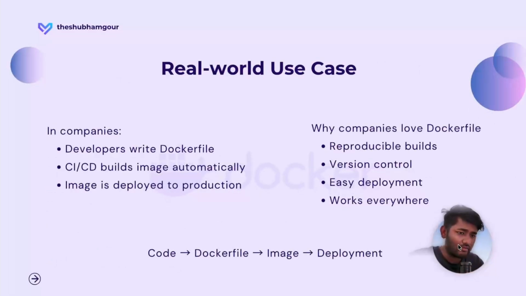So let's move forward, and here let's understand the real world use case. In companies, the developer writes the Dockerfile because they are the ones who know how the application works. The CI/CD builds the image automatically, and the image is then deployed to production. And why do companies love Dockerfile? Because the steps are reproducible. We can implement version control in it. It is easier for deployment and it works everywhere. So the flow would look like this: the developer will write the code, he will provide us with the Dockerfile, that Dockerfile will create an image, and then further it will be deployed. So that's what the basic workflow looks like.